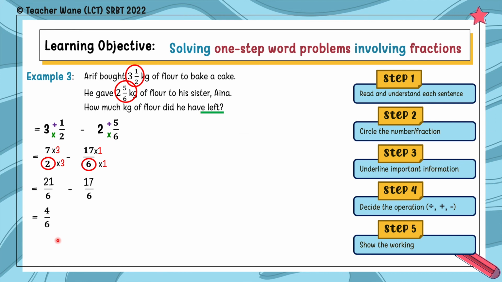Okay. Since I have 4 out of 6, I can express this as the simplest form. So which multiplication table has both 4 and 6? Excellent. Multiples of 2. You can see that in the multiples of 2, there are digit 4 and digit 6. So 4 divided by 2, 6 divided by 2, the answer is 2 out of 3 kilograms. So this is my final answer.